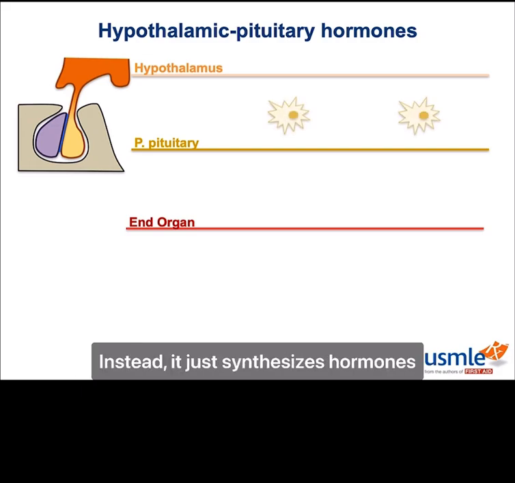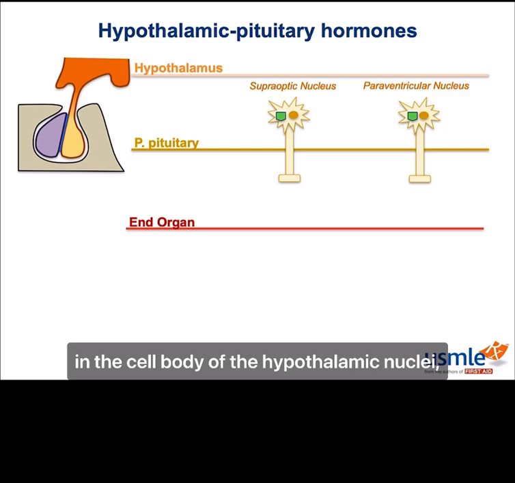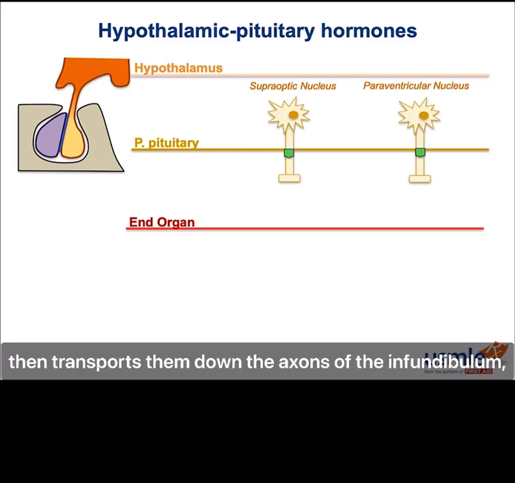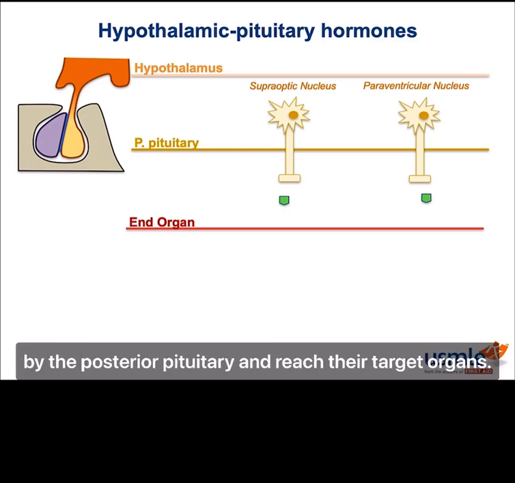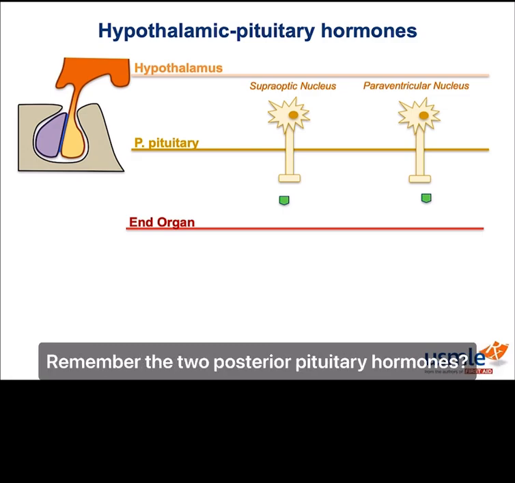Instead, it just synthesizes hormones in the cell body of the hypothalamic nuclei, then transports them down the axons of the infundibulum, where they get released into the bloodstream by the posterior pituitary and reach their target organs. Remember the two posterior pituitary hormones?